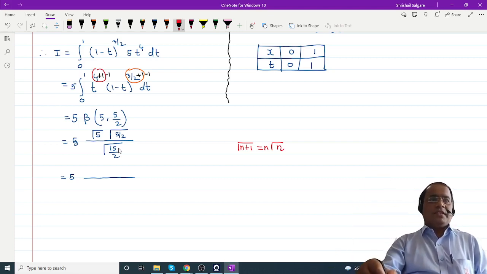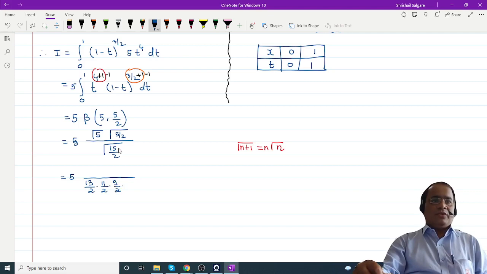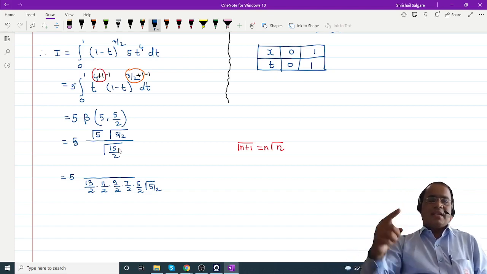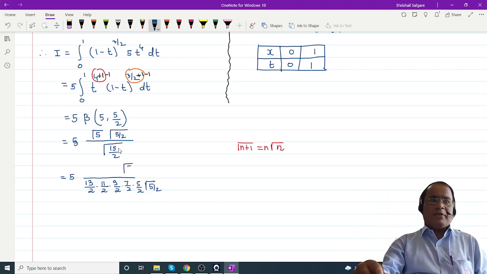So if you reduce this number by 1, it will start with 13 by 2, next 11 by 2. Every step you have to reduce that number by 1. 11 by 2, 9 by 2, 7 by 2, 5 by 2 into gamma of 5 by 2. Why am I writing gamma of 5 by 2? Because my target is to cancel gamma of 5 by 2 from the numerator and denominator. So from the numerator, gamma of 5 by 2 I will write as it is, and I am going to cancel it from both numerator and denominator.